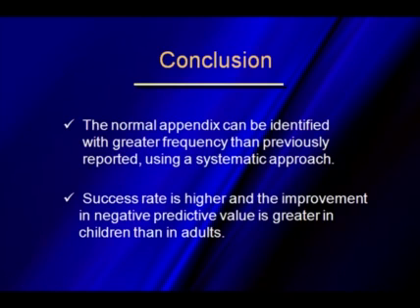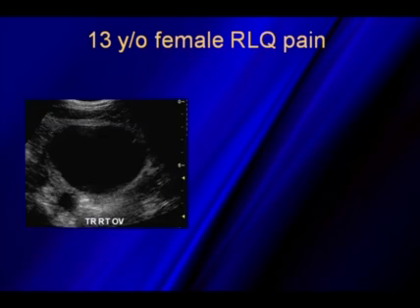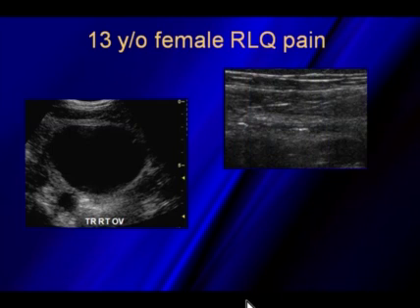So, conclusion, in looking at the normal appendix, we can identify it with greater frequency than was previously reported when we use a systematic approach. Success rate is higher and improvement of negative predictive value is greater in children than it was in adults in the study we did. A lot of times we get young children that come in. This is a 13-year-old female who presented with right lower quadrant pain. We found this cyst on her ovary. It is still important to try and locate the normal appendix to make sure it's not appendicitis causing it.